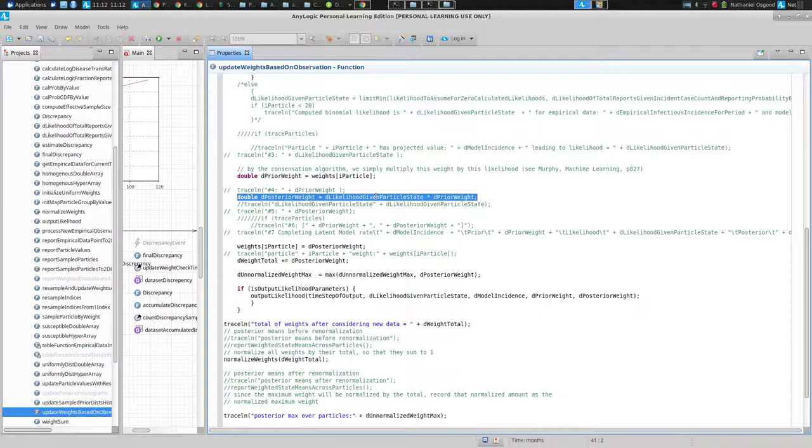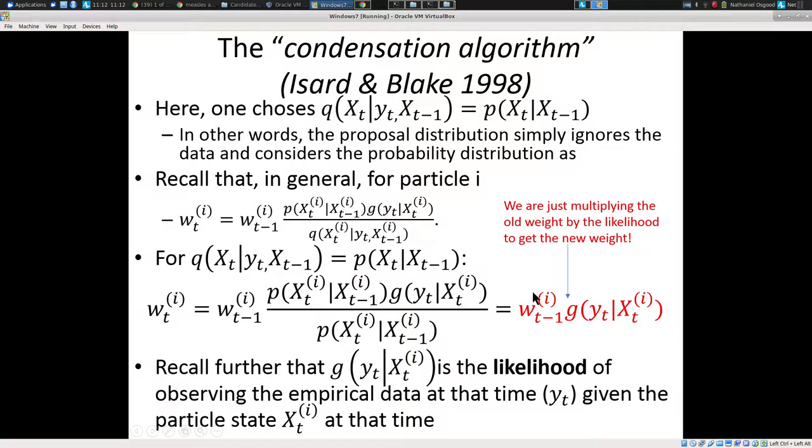There doesn't seem to be a riot, but the significance of this will sink in. So, ladies and gentlemen, this is exactly the embodiment of that rule. We have some prior weight, and we multiply it times the likelihood given the particle state to get the posterior weight. That's exactly what I'm talking about doing here. This is the prior weight, this is the likelihood, and we get the posterior weight.